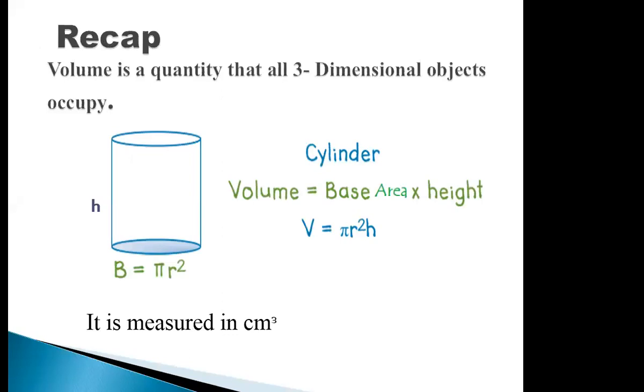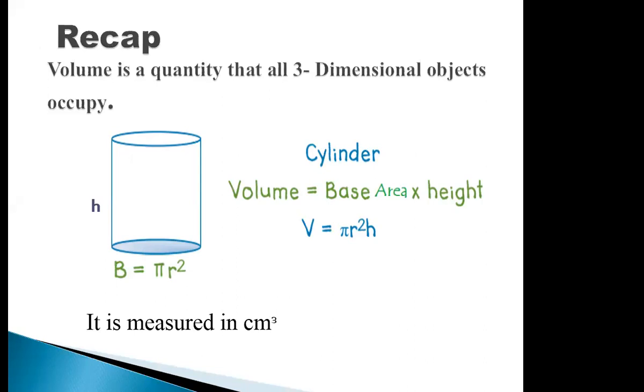Okay, let's do a recap. As you can see, we discussed last time what volume is. Volume is a quantity that all three-dimensional objects occupy, or in simple words, the space occupied by a three-dimensional object. Now, we are focusing on cylinders, so we'll be finding out volume and surface area for cylindrical shapes.